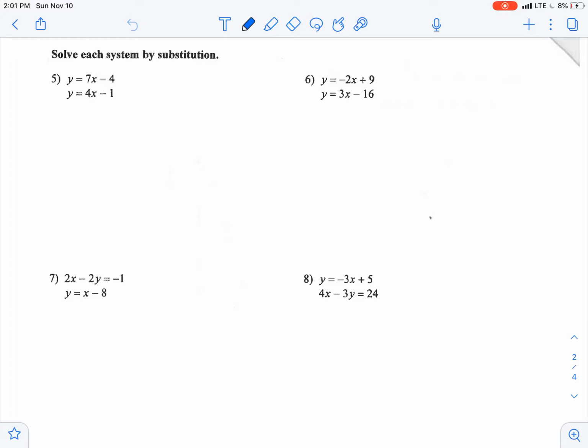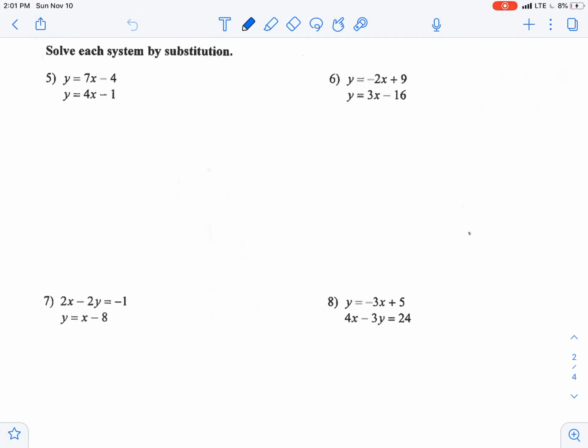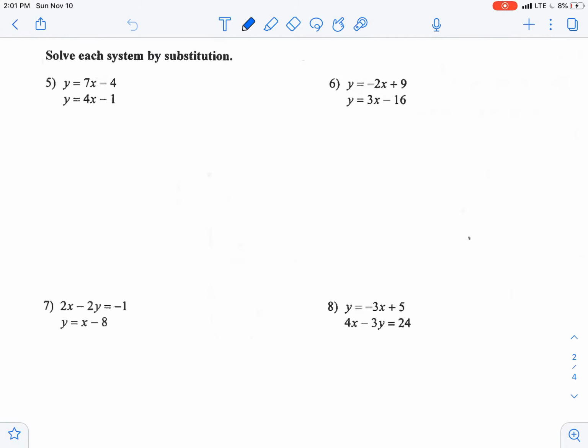So I'm going to go ahead and start back on the substitution. I did skip 1 through 4 on the graphing. If you need more help with that, I can help you, but I want to do some of the new stuff, which is substitution. So again, let's talk about how this works.